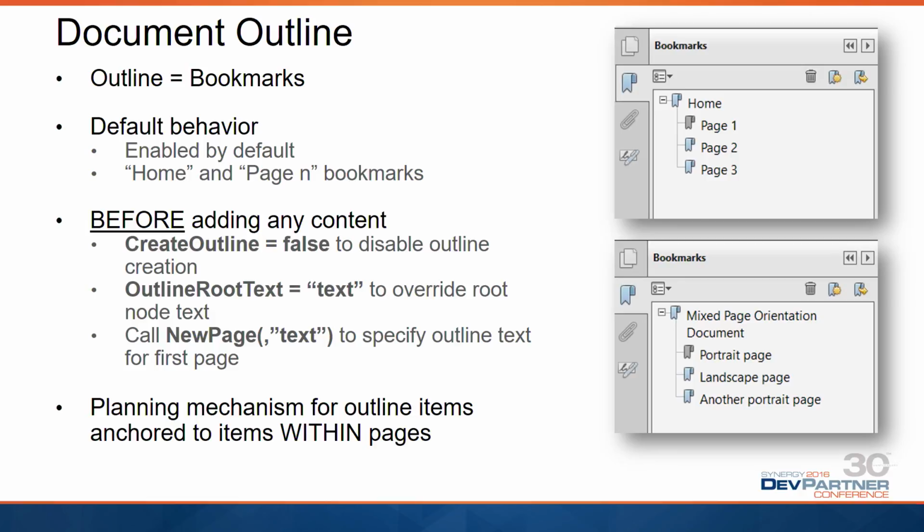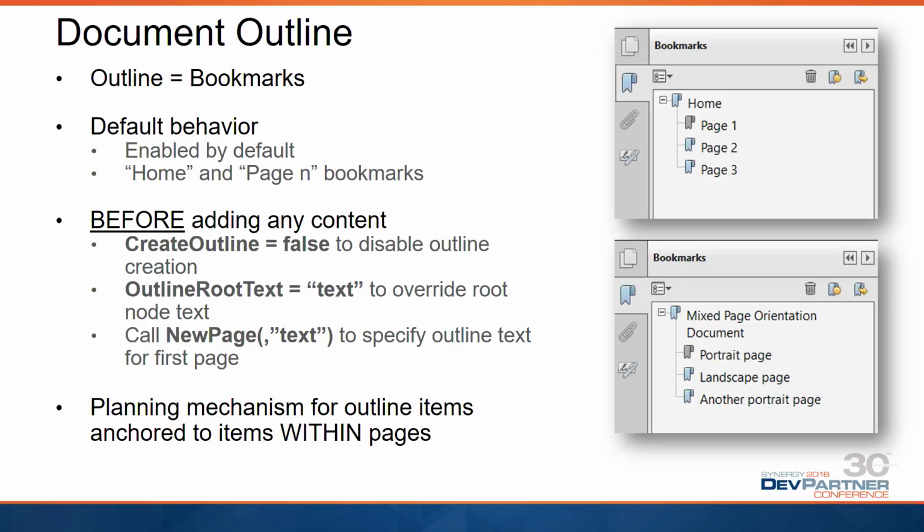I've also got some fundamental support for document outlines. The outline is the sort of hierarchical table of contents kind of thing that you can get displayed. Outline is essentially a bookmark item. So the default behavior is I enable outlines by default, and I add a page 1, page 2, page 3 item, so you've got some basic navigation. You can override what that text is, and if you want to disable that, you need to do so before you add any content to the document. So it's one of the first things you should do.